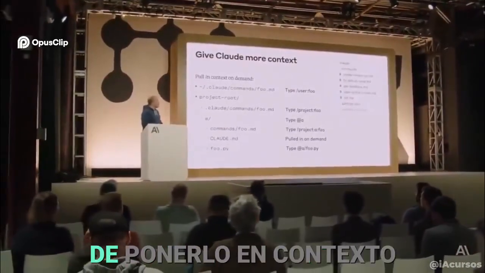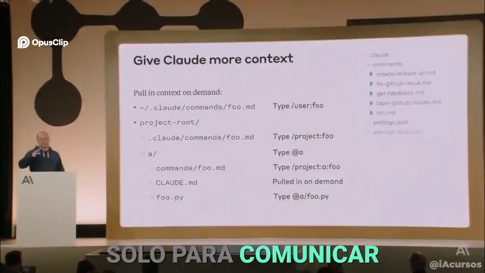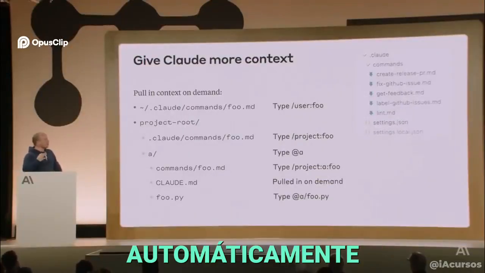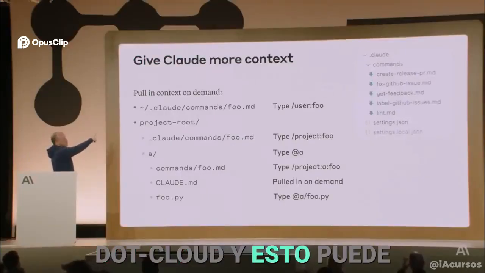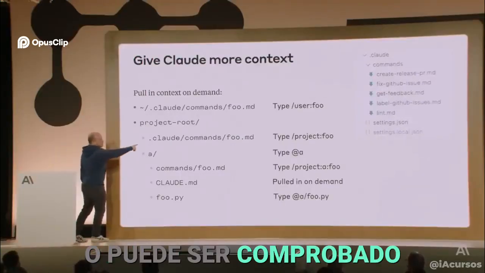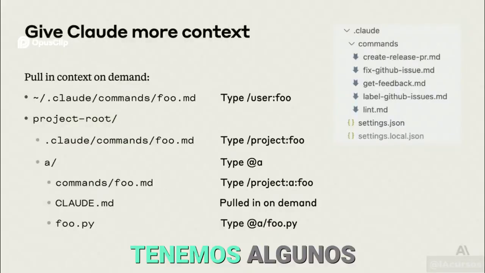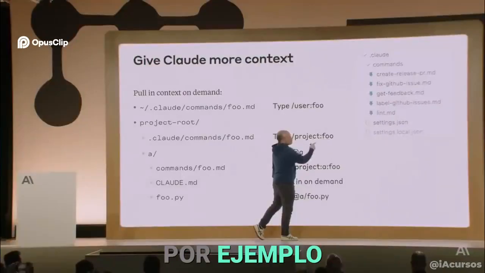There's a ton of ways to pull in context. I actually had a lot of trouble putting this slide together just to communicate the breadth of ways you can do this. But Claude.md is pulled in automatically. You can also use slash commands. This is .claude/commands, and this can be in your home directory, or it can be checked into your project. And this is for slash commands. Over here, we have a few examples of the slash commands that we have in Claude Code itself.